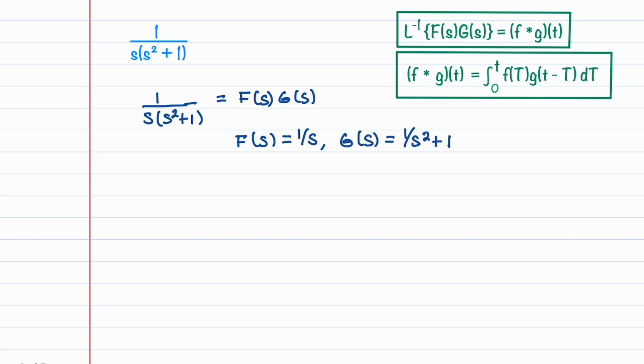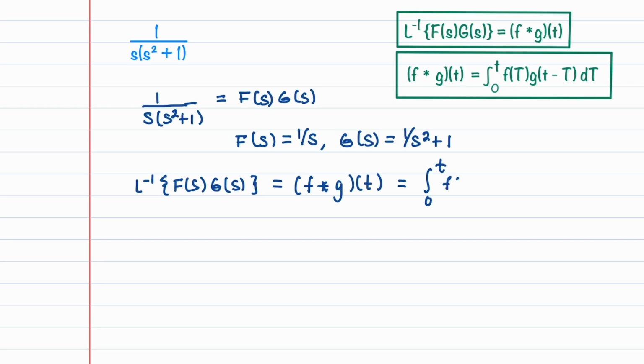The inverse Laplace transform of the product of two functions, f of s and g of s, is equal to the convolution of f and g, written f star g, of t. This convolution is equal to the integral from 0 to t. I have the formula up here on the right of f of tau times g of t minus tau d tau.